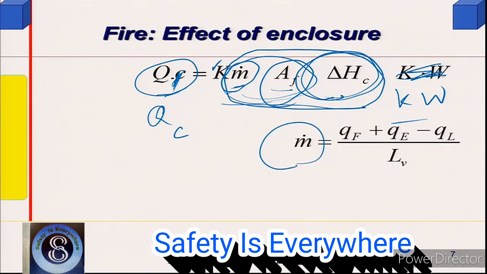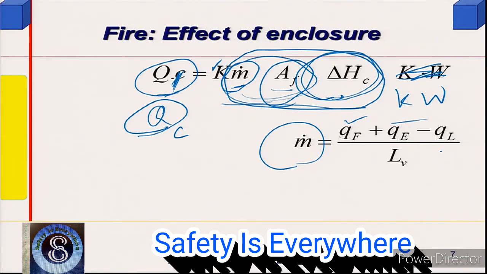So, m dot is given by QF, the amount of heat generated per unit area, because we denote capital Q as a total quantity, where area is not involved, and small q you normally use for per unit area, heat flux. So, QF is the heat generated by the fuel per unit area, right, which will come from here if I divide by AF.